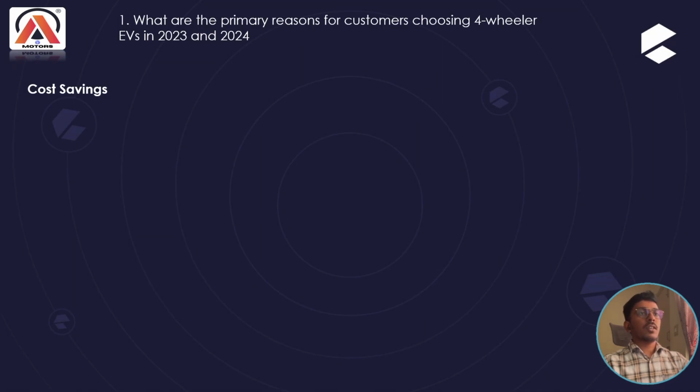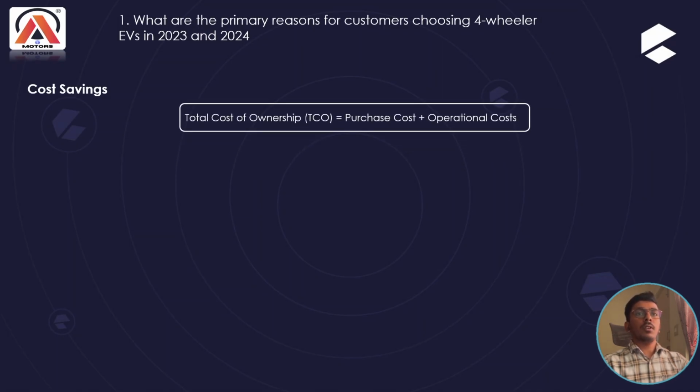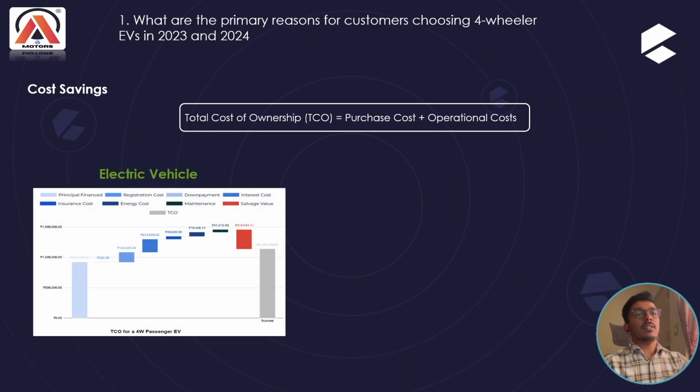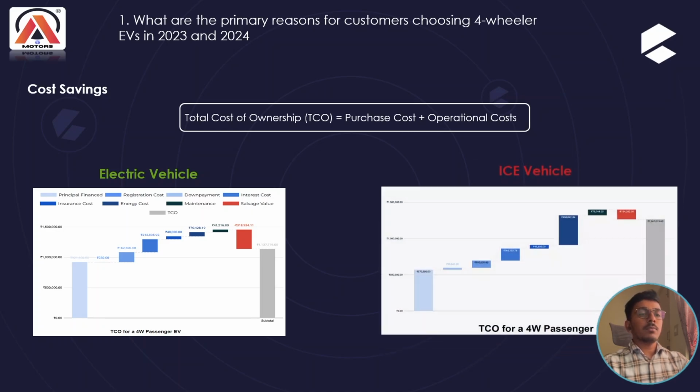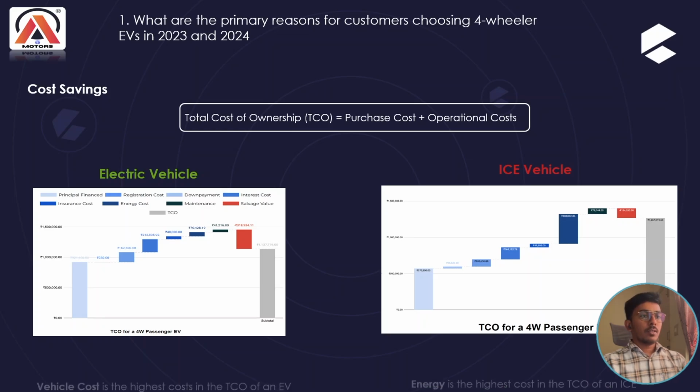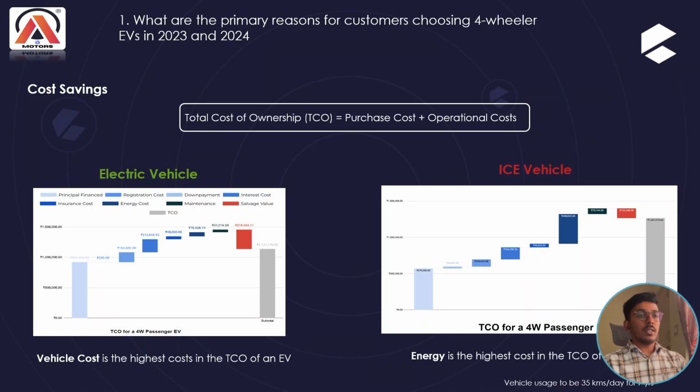Cost savings. To understand cost savings, we have to understand a measure called total cost of ownership, which is the sum of purchase cost plus operational cost. As per the below graph from Bloom Ventures, the initial purchase cost of electric vehicles is high, but the energy and operational costs are very minimal. But in terms of IC vehicles, the initial purchase cost is low, but the energy cost which we spend on fuel and the operational cost due to more moving parts are very high. So TCO of EVs is low compared to IC vehicles. Considering all these factors, customers are choosing four-wheeler EVs.